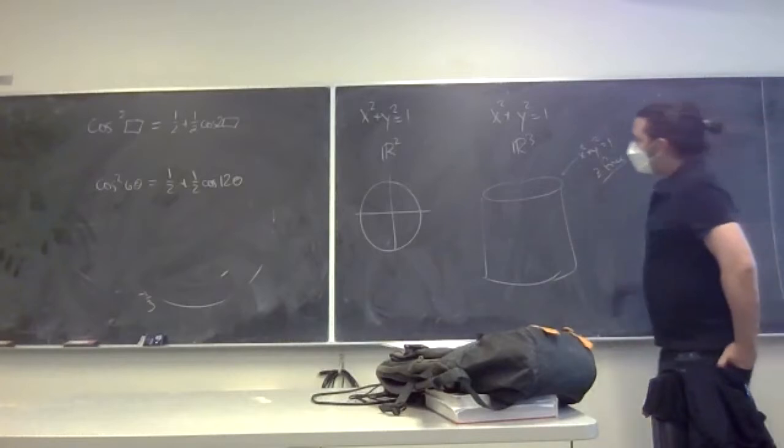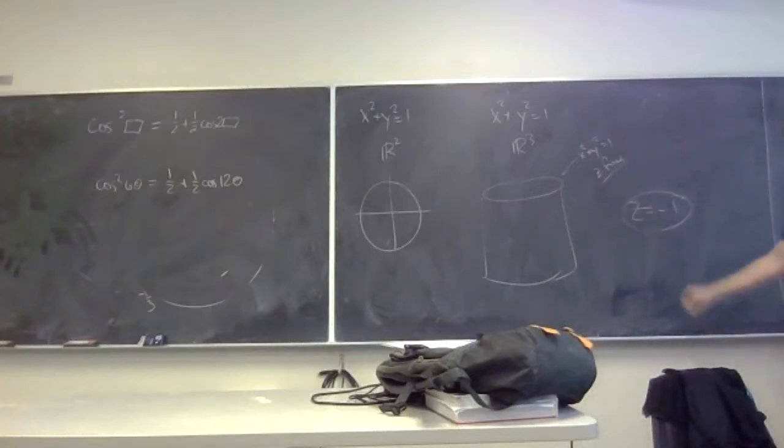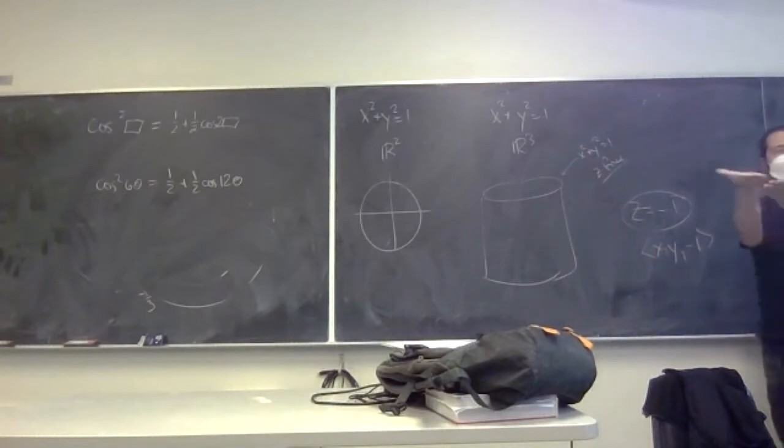Now I take that and I cut through it with this guy. What sort of shape is that? Well, it's every point that has the form x, y, minus 1. If I have a fixed height, but I can slide anywhere I want in x and y, what am I looking at?